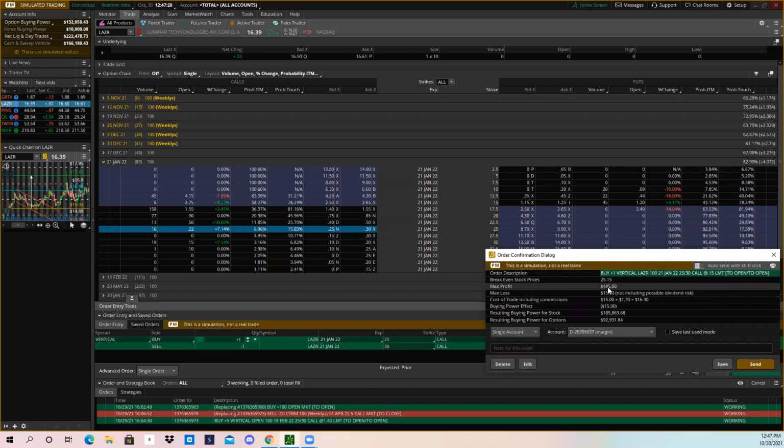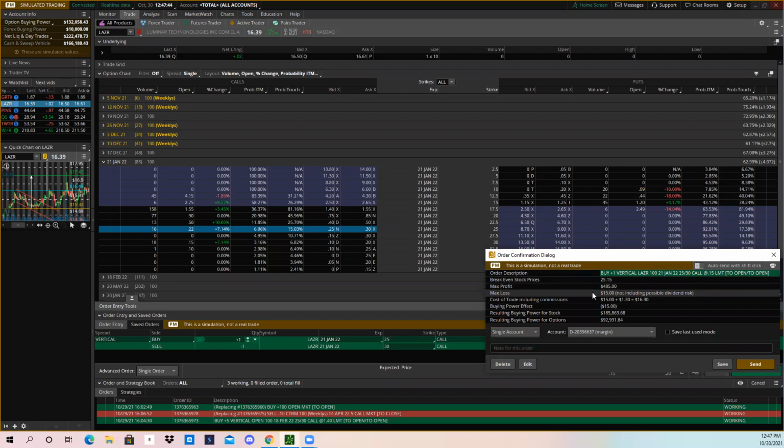So I just want you to take a look at some of these really interesting spreads. The break even for that is going to be 25.5. So basically, you would need Laser to be at 25 or higher in January for you to be in profit on this trade.